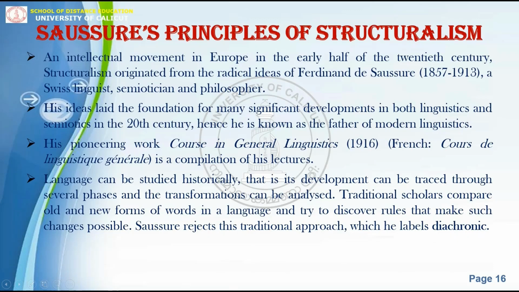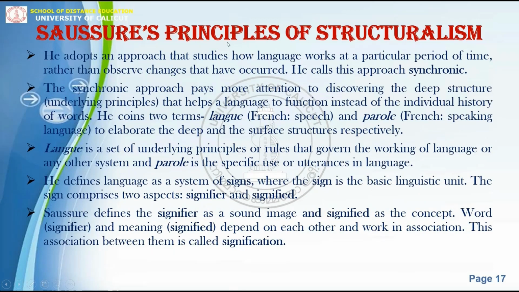So, what Saussure tries to say through his work is that language can be studied historically and its development can be traced through several phases and the transformation can be analyzed, and he rejects the traditional approach of the scholars where they compare old and new forms of words in a language and try to discover rules that make such change possible, and he labels this as diachronic.